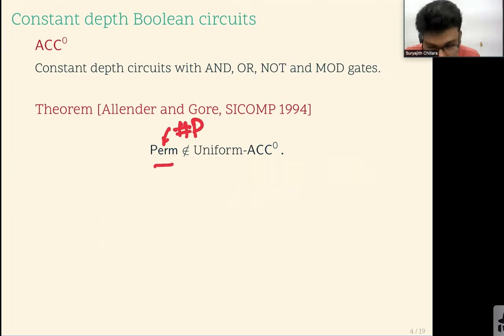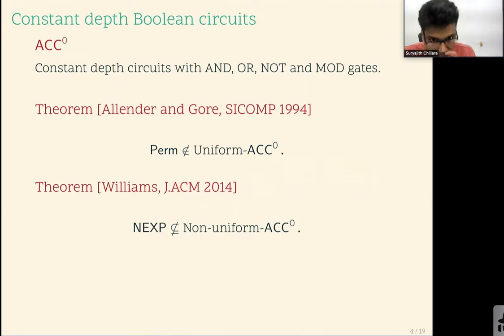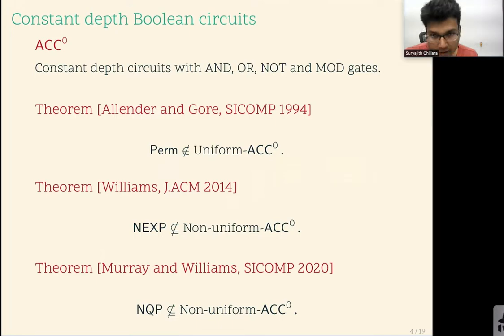They showed that permanent cannot be computed by polynomial sized uniform AC0 circuits. And in the non-uniform setting, Williams in a breakthrough result showed that there exists a function in NEXP such that it cannot be computed by polynomial sized non-uniform AC0 circuits. And with Murray, Williams further showed that there exists a function f in NQP such that it cannot be computed by polynomial sized non-uniform AC0 circuits.